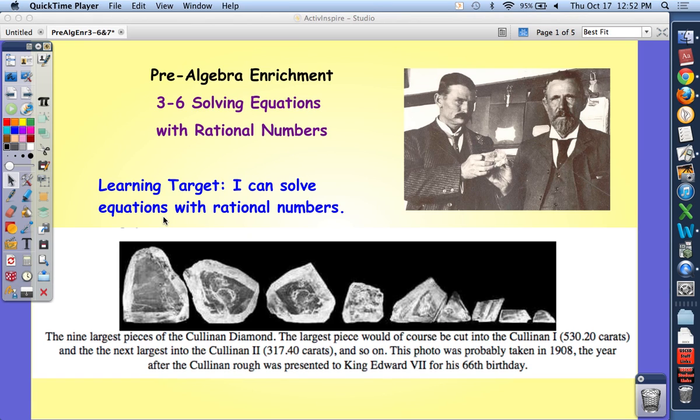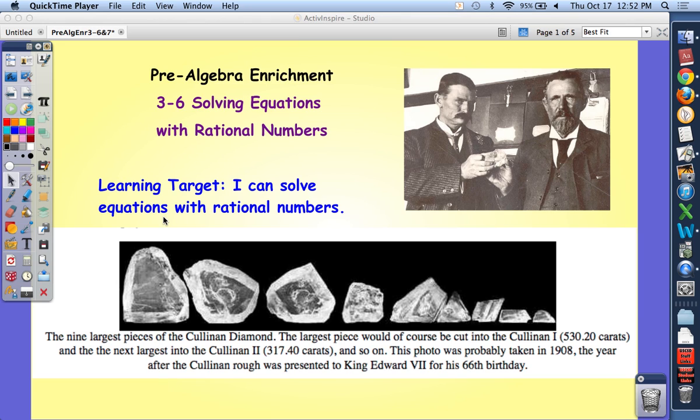In Chapter 2, you learned how to solve equations with whole numbers. In Chapter 3, we've been learning fractions and decimals, so let's solve some equations with those rational numbers. That's your target for today. That's what we're going to be working on, so go ahead and take a second to copy that down.